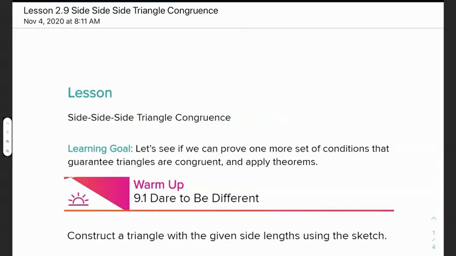All right, Unit 2, Lesson 9, side, side, side, triangle congruence. So our learning goal here is let's see if we can prove one more set of conditions that guarantee that triangles are congruent and apply theorems. Okay, so triangle congruency theorems is what we're talking about.